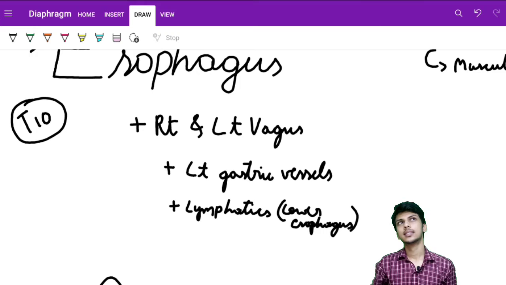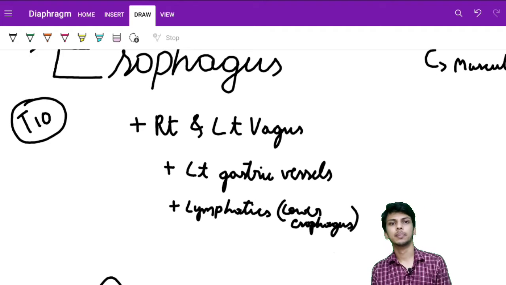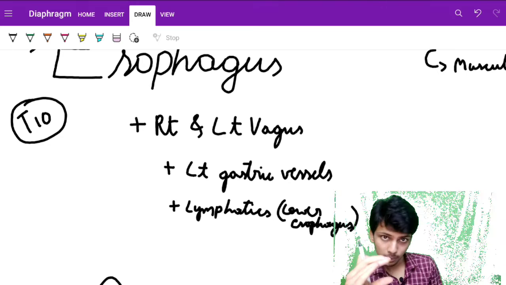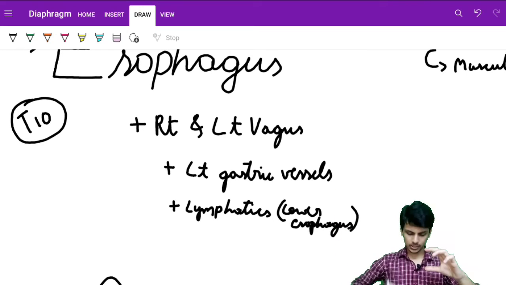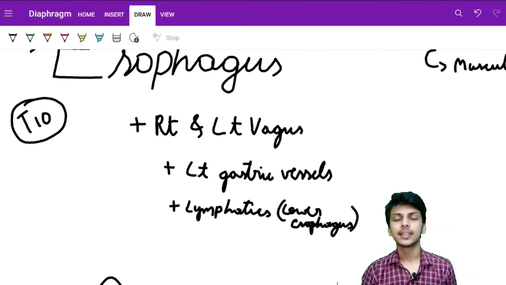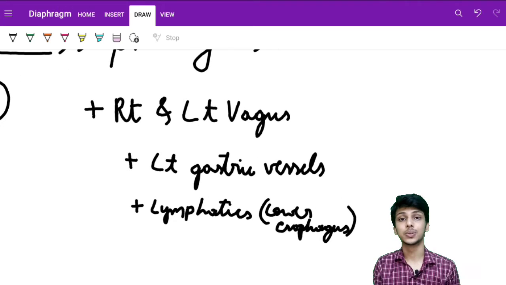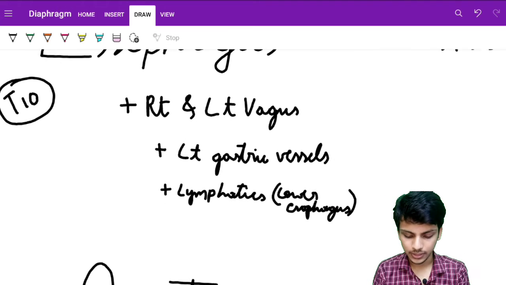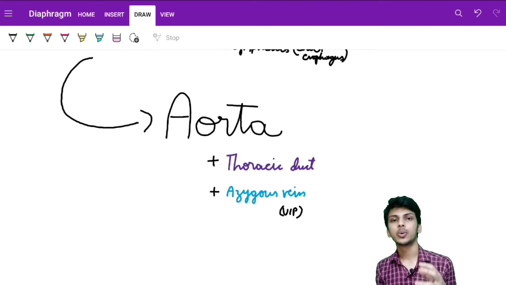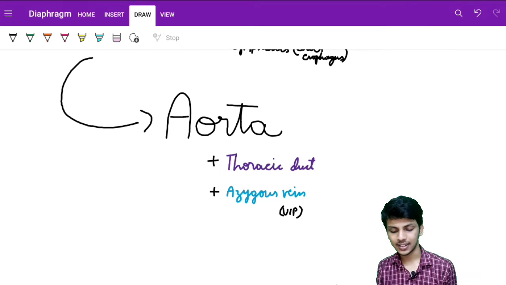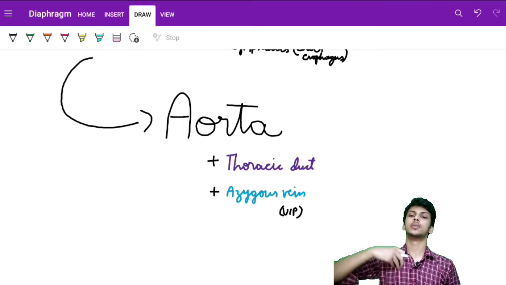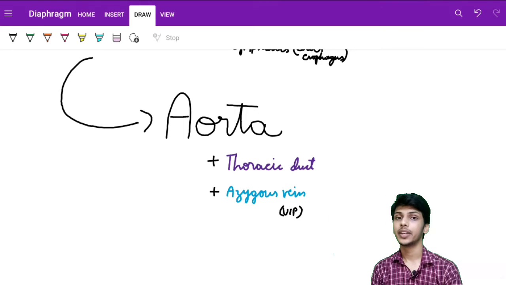Why is it doing like that? See guys, the left gastric vessel is also in the abdomen mostly. So it goes and it has some supply to the lower part of the esophagus. The lower part of the esophagus is in the thorax, so it also goes through the esophageal hiatus and supplies the esophagus. Then there are lymphatics from the lower part of the esophagus, which also go through the esophageal hiatus. Then we have the aorta, aortic opening, which we saw. Now aorta has two friends, that is the thoracic duct which comes in, and the azygos vein which also comes in, which is one of the VIP veins of the body.